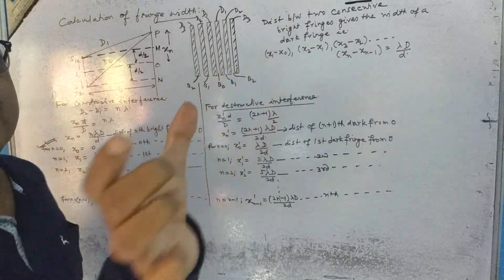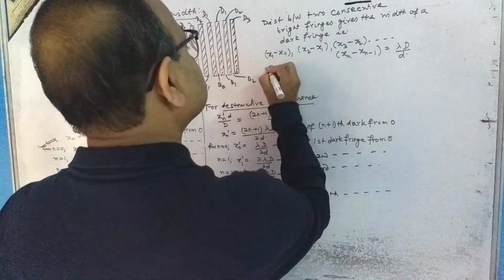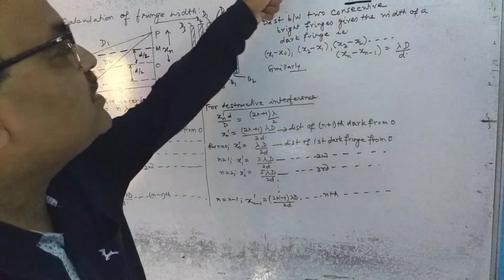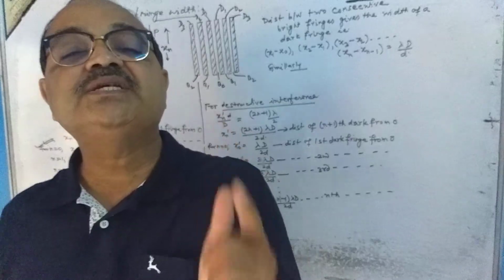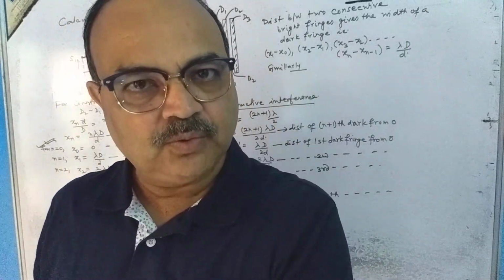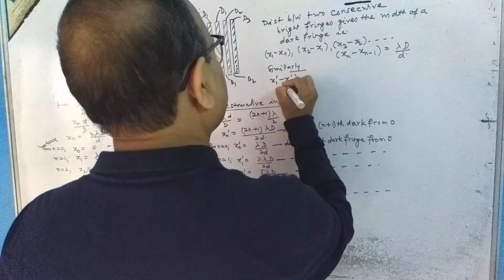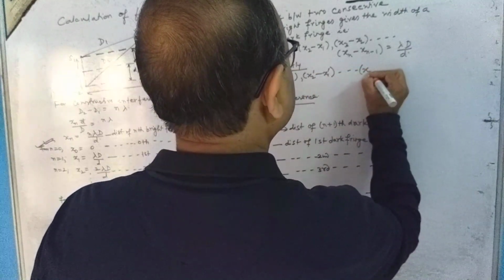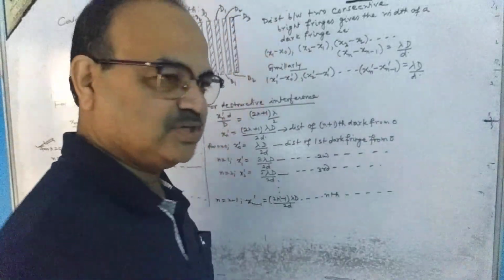Look at this, what we are getting. Distance between two consecutive bright fringes is giving the width of a dark fringe. Similarly, you can write, distance between two consecutive dark fringes gives the width of a bright fringe. That means X1 dash minus X0 dash, X2 dash minus X1 dash, and so on, Xn dash minus Xn minus 1 dash, that also comes out to be lambda capital D by small d.